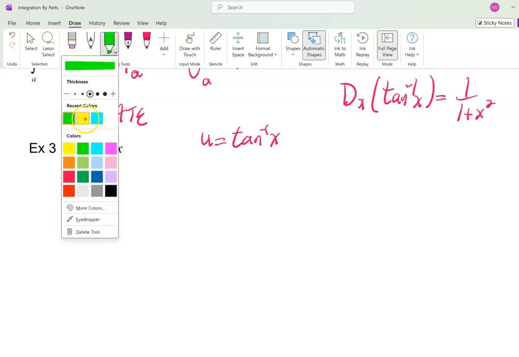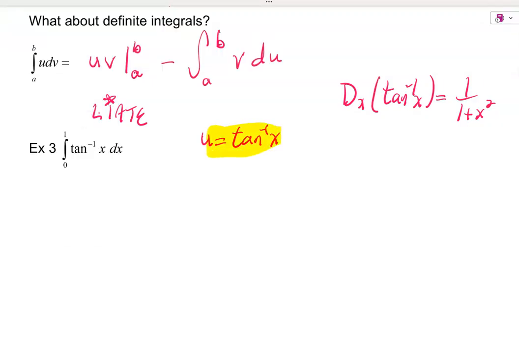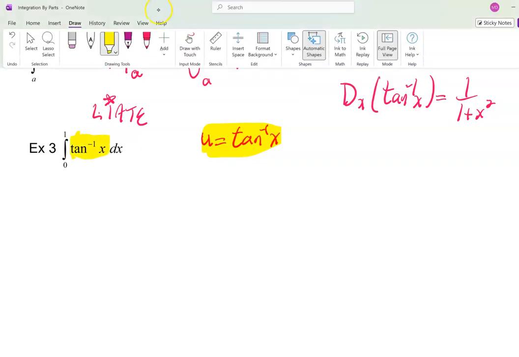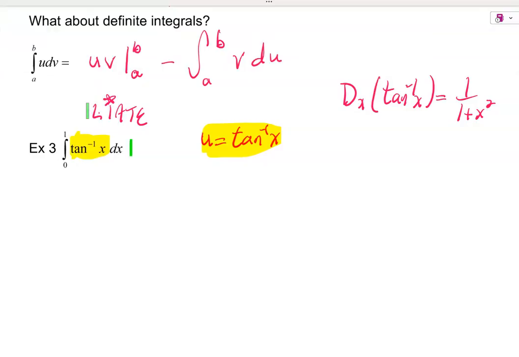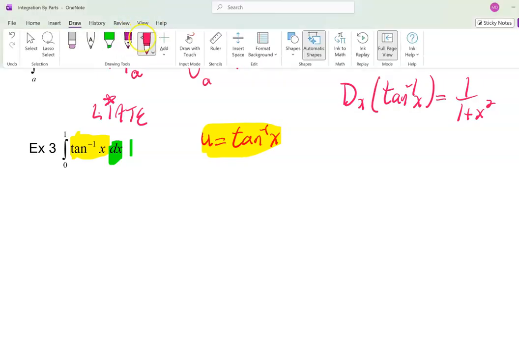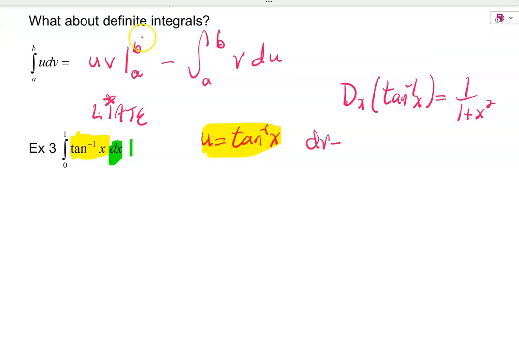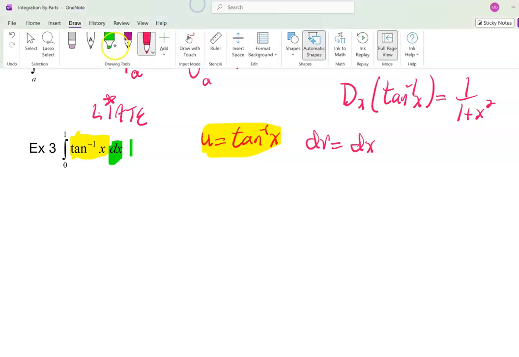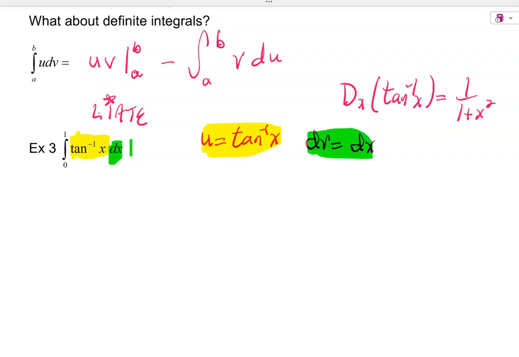So we can go ahead and take a look at this thing. And then what have we not selected? Well, I think you can see already it's that pesky little dx right there, right? So that's what dv is going to have to be. What didn't you select as your u? Well, not much left, just this right here.